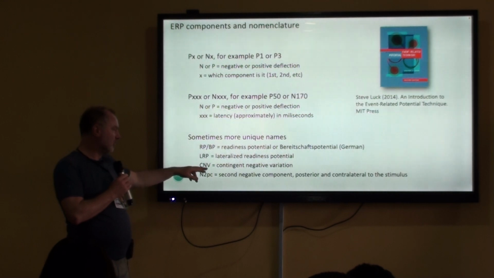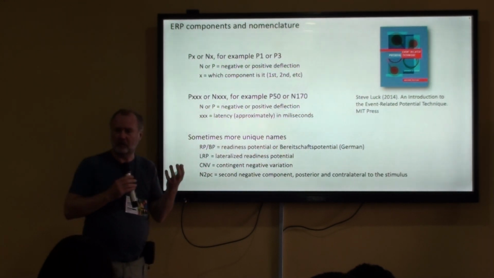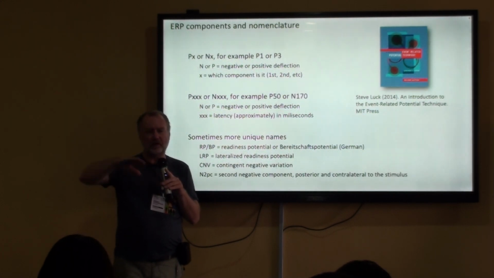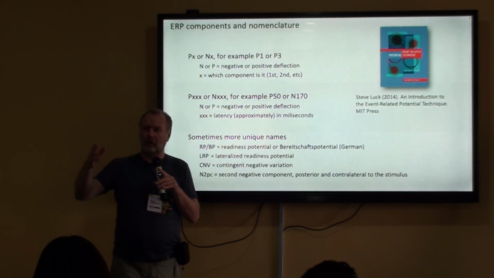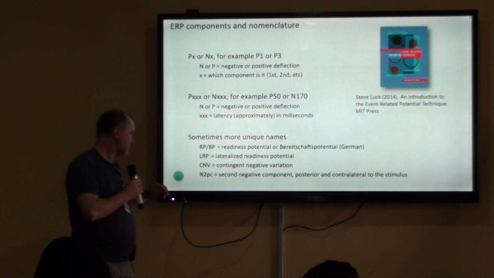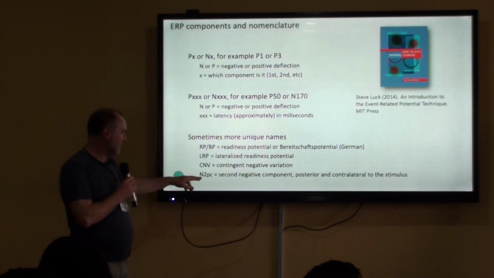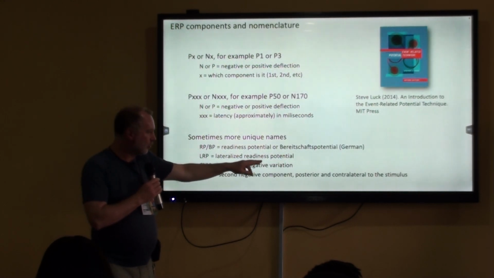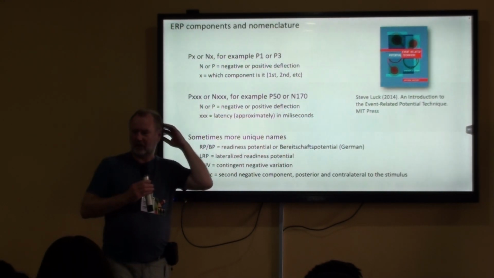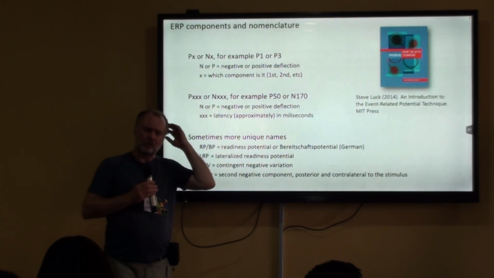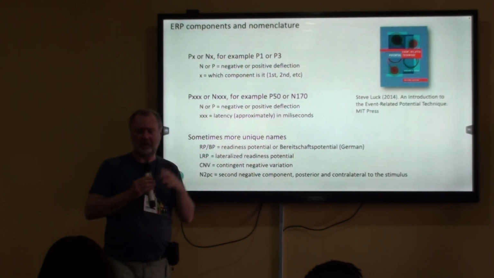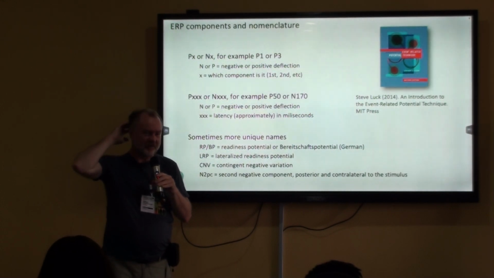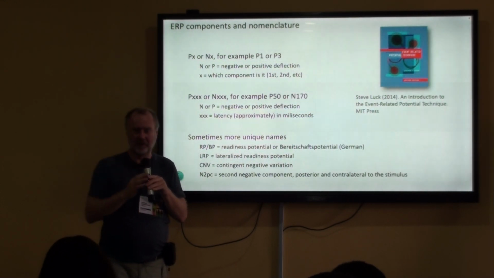A CNV component is a contingent negative variation. It's also one of these components that is related to the planning. It's a very slow building negative component prior to, for example, making a decision. Or a very specific component, like the N2PC. It's the second negative component, which is posterior and contralateral to the stimulus. It's something that happens over here, typically around 200 milliseconds. Or like, sorry, if the stimulus is here, it happens here. If the stimulus is here, it happens here. It's contralateral to the stimulus.